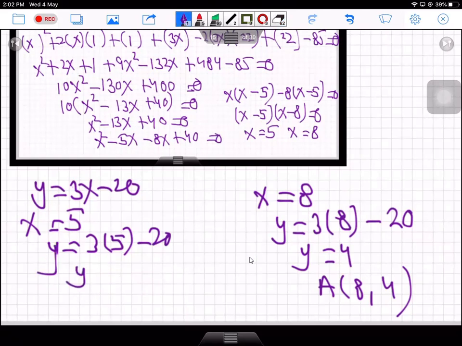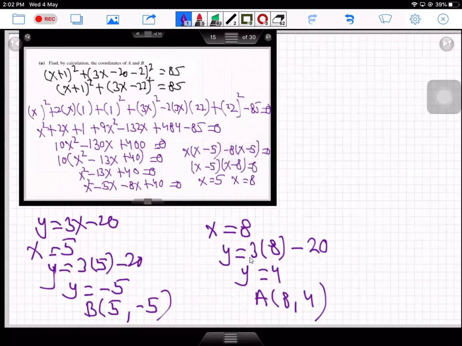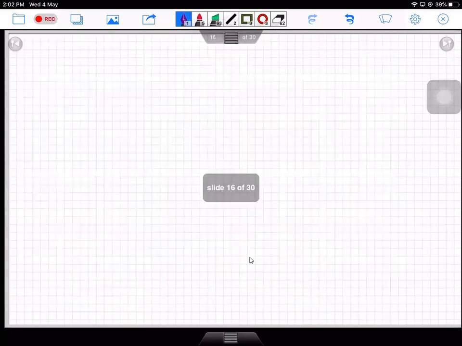Y equals minus 5. So the coordinate of B is 5 comma minus 5. So A is 8 comma 4 and B is 5 comma minus 5. This is supposed to be your final answer. Question number 6, part A. Then we have part B.